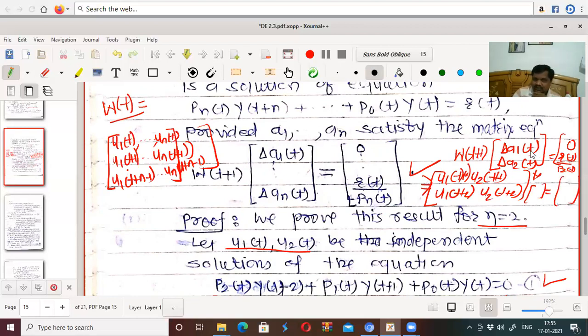u1(t) Δa1(t) + u1(t+1) Δu1(t+1) + u2(t+1) Δa2(t) must be equal to 0. And the second thing is u1(t+2) Δa1(t) + u2(t+2) Δa2(t) must be equal to R(t)/P2(t). That is, this implies two equations.